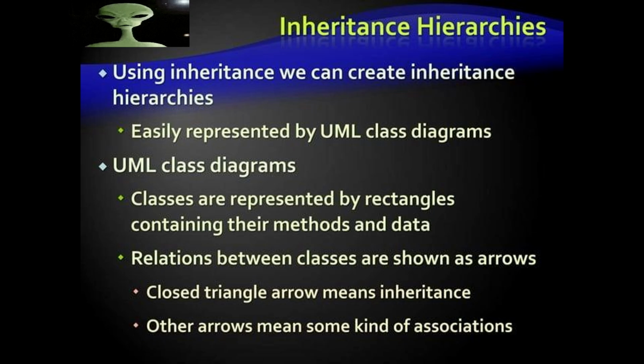In UML, similar to ZML, classes are represented by rectangles containing their methods and data. Relations between classes are shown as arrows. Closed triangle arrow means inheritance. Other arrows have different kinds of associations. In ZML, instead of a rectangle, we use a key.